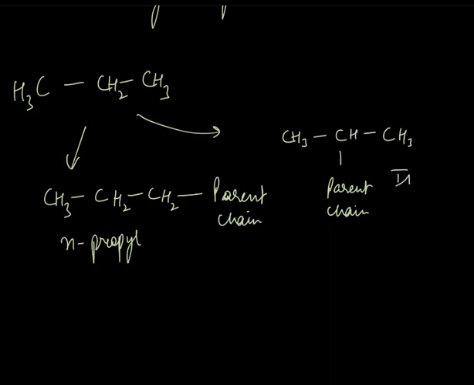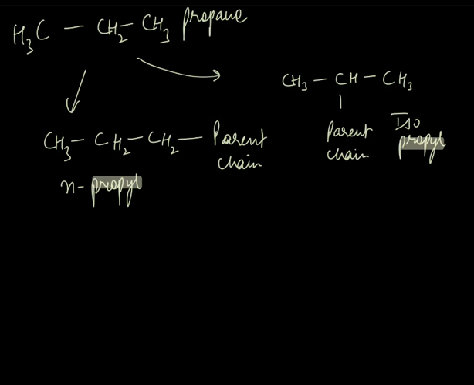Now if the second carbon is attached to the main parent chain, then we call it isopropyl, because the middle carbon is basically attached to the main parent chain. These all are acting as a substituent. So propane will give you propyl, right? And in both the cases, propyl is there. So if this is propane, obviously alkane is going to form alkyl. So propane is changing into propyl.